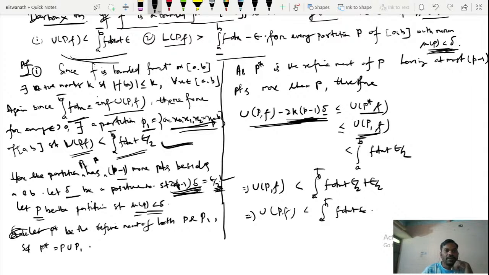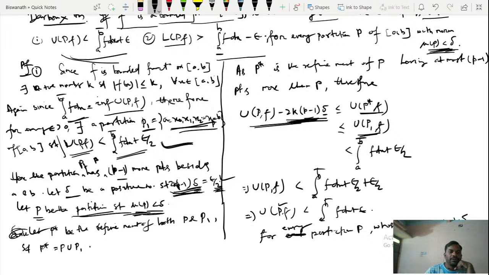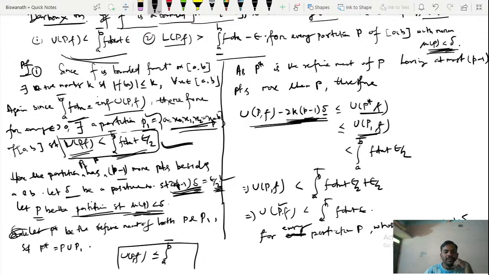U(P,f) is less than this one, and whatever the conditions of P, the partition P is chosen in such a way that norm P is less than delta. So we can say for every partition P whose norm mu P is less than delta. Previously we already know this thing: there exists a partition P1 such that U(P1, f) is less than or equal to the upper Darboux integral of f dx plus epsilon, or plus epsilon by 2.